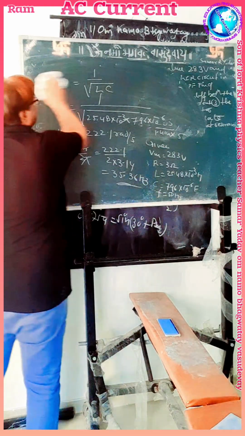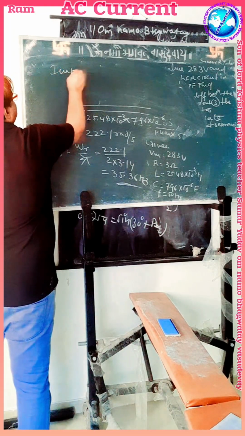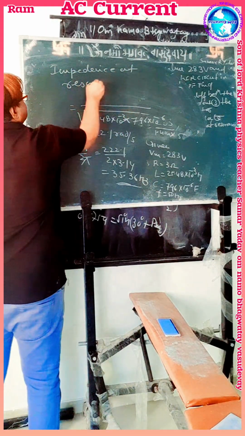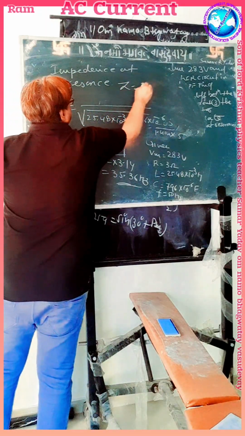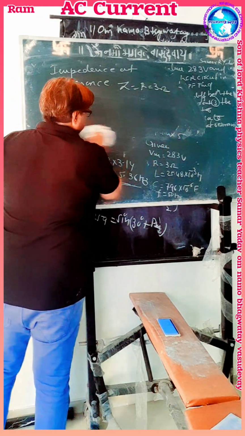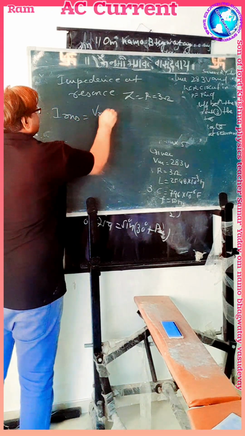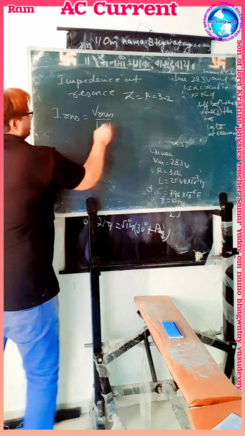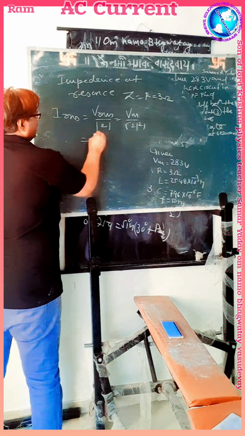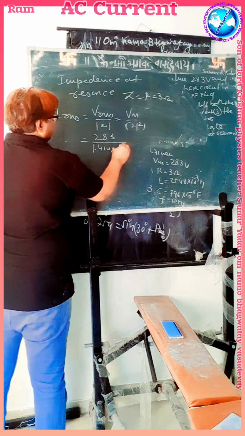Now we look here: when resonance occurs, the impedance at resonance is Z equal to R equal to 3 ohm. Similarly, we will get the current here. The current I RMS is equal to V RMS upon mod Z, which is equal to Vm upon root 2 into mod Z. Vm is given as 283, divided by 1.414 into mod Z, that is 3.